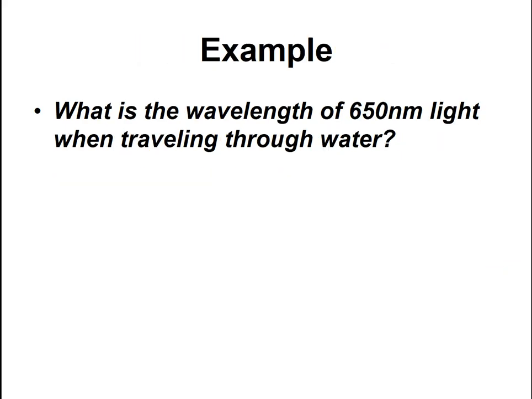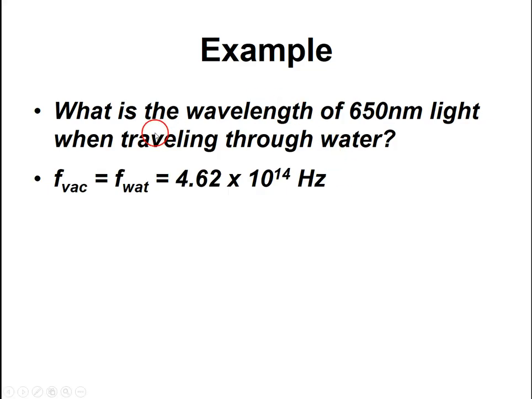So let's do one more example. Actually, this is a continuation of the last example. So again, why don't you push pause, see if you can solve this, and then I'll come back and do it. All right, so recall that we calculated the frequency in the vacuum to be 4.62 times 10 to the 14th. Now remember, that's going to be the same in water as well, so that stays constant. The frequency will stay constant regardless of the medium. The velocity in water, we calculated to be 2.26 times 10 to the 8th.